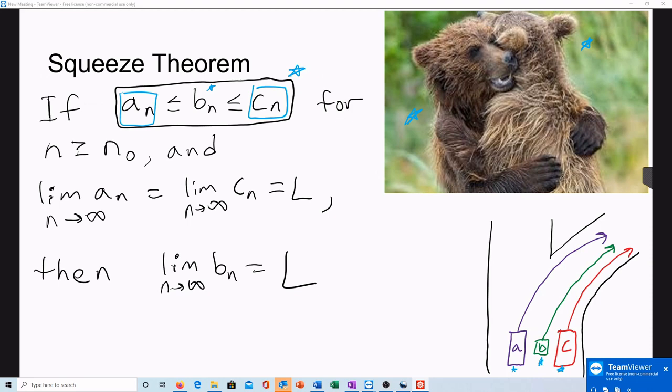If I can take my b sub n and stick it in between two other sequences that go to the same L, so they both have to converge to the same L, then my initial sequence, no matter how complicated it looks, will get stuck in between those and also converge to that. Super, super useful idea, really helpful for us, and something we're going to want to use in things like this in the future.